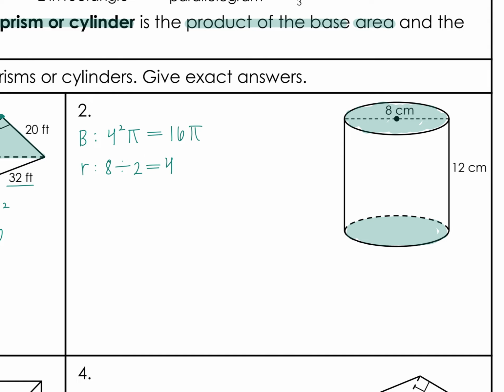Remember, we're going to leave our answers exact. Therefore, I'm not going to multiply pi or 3.14. Then moving into my H, how far apart are my two circles? I'm going to use that 12. And now I can find my volume, which would be that 16 pi times 12. And when I multiply that 16 times 12, I'm going to get 192. Just make sure we include that pi back in there with our centimeters cubed.